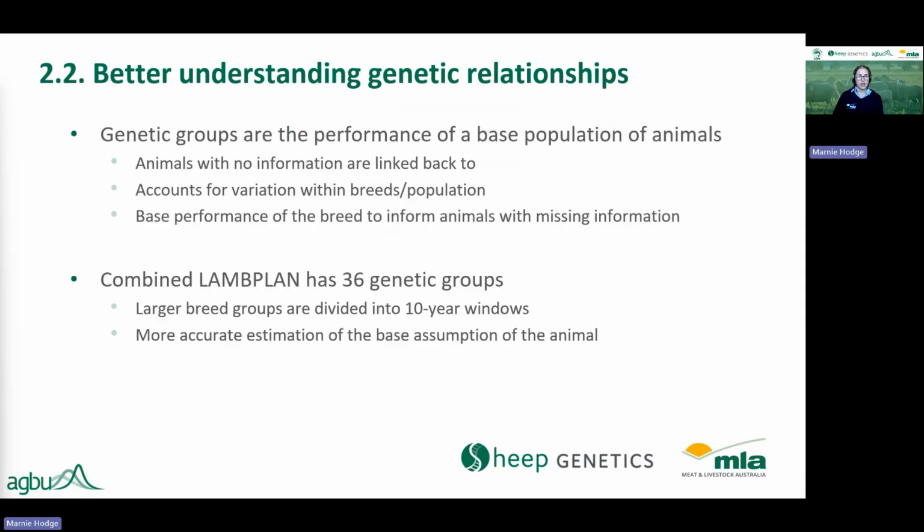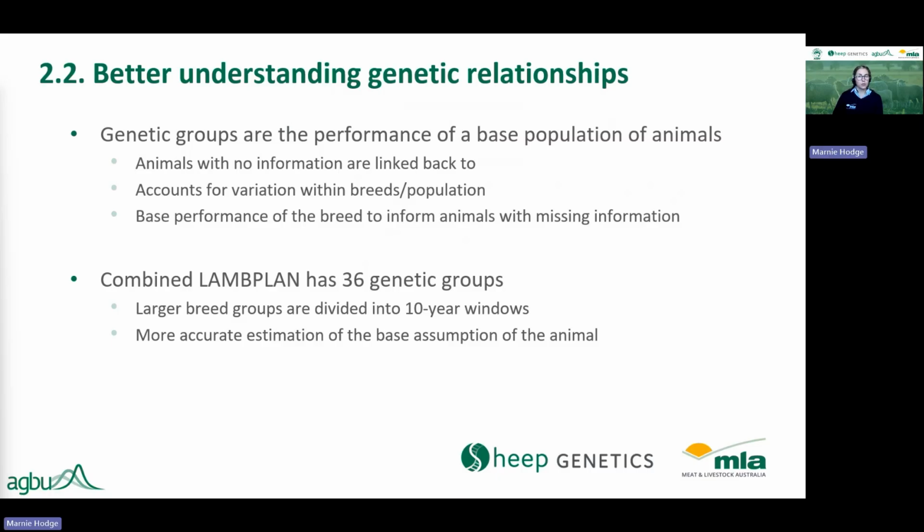One update that Agbri has made to better understand genetic relationships has been to genetic groups. In the analysis, genetic groups are essentially a base population of animals that we inform when we calculate breeding values on animals that have little to no information. So for example, if a Border Leicester was submitted to the analysis without any dam side pedigree, we could use the genetic group or the base population assumptions of how Border Leicesters perform to inform the breeding value of that particular Border Leicester that doesn't have dam side pedigree information.